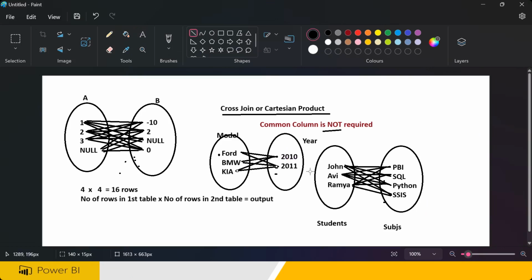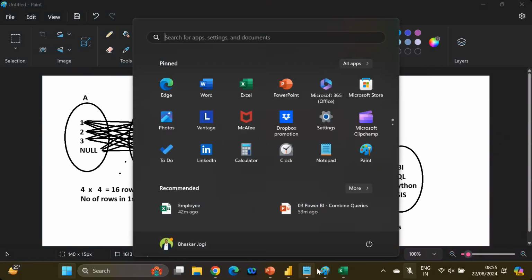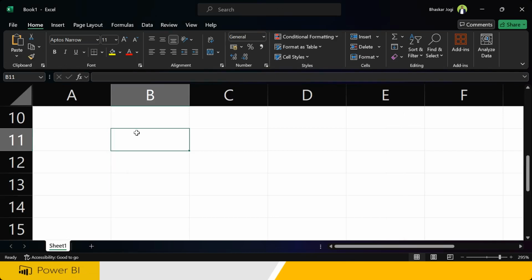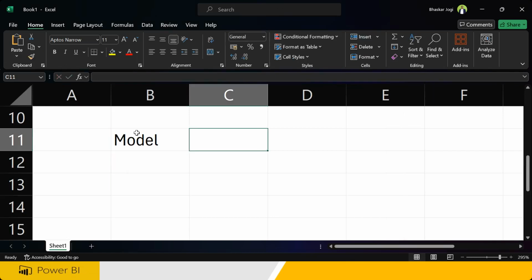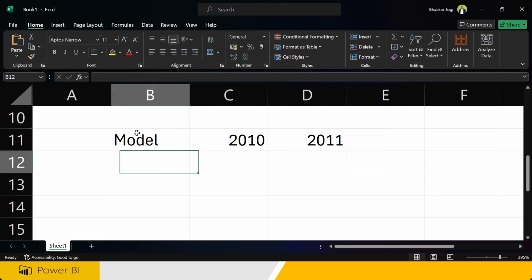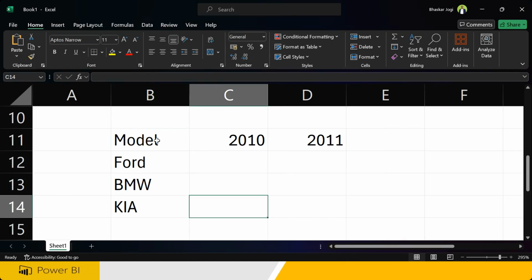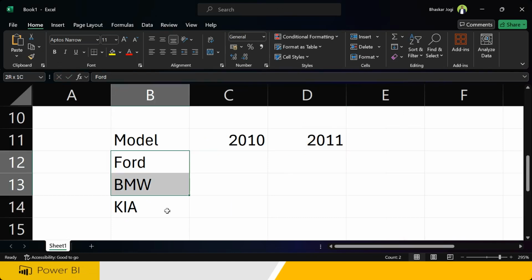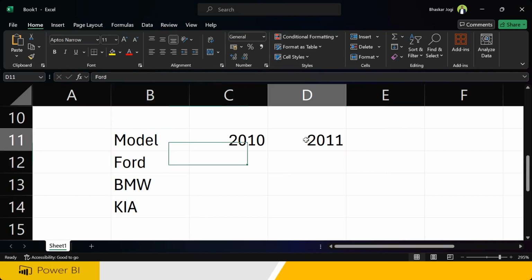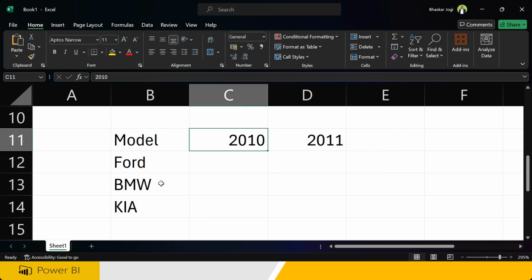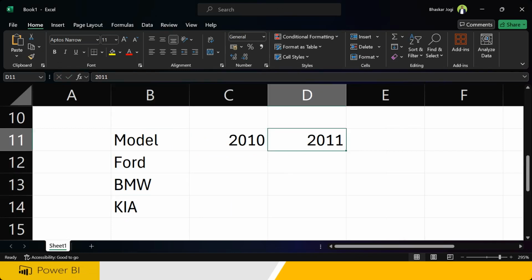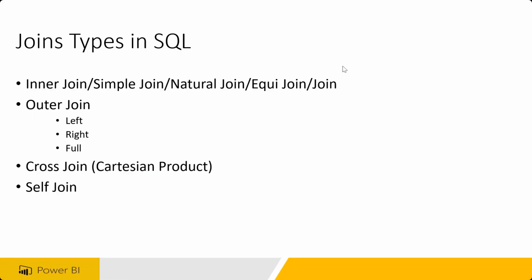Do you understand? Now, when you go back and try to write here, you will be writing like this: a model, and you will be able to write the 2010 data and the 2011 data. You will be able to say Ford car, BMW car, and Kia car. So this is one data set. This is one more data set. We will be able to get all combinations: Ford 2010, Ford 2011, BMW 2010, BMW 2011. So cross join is nothing but your matrix data.